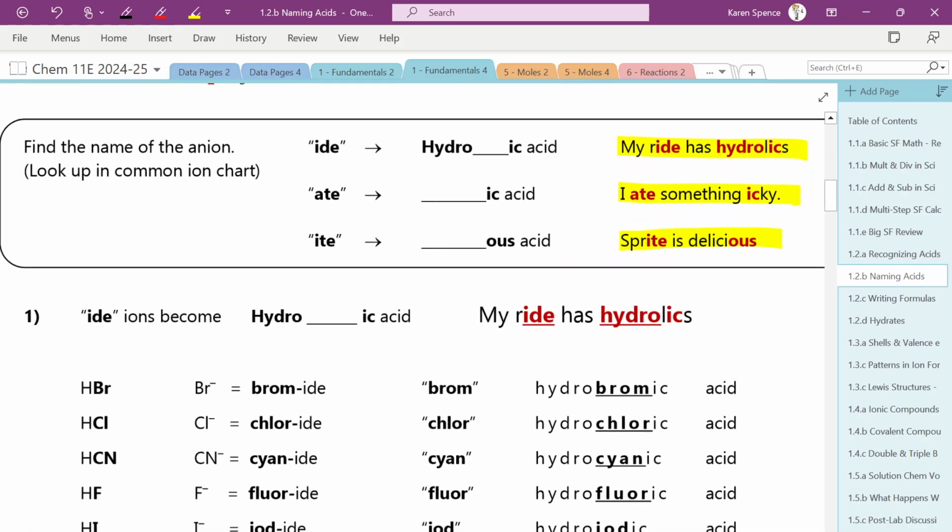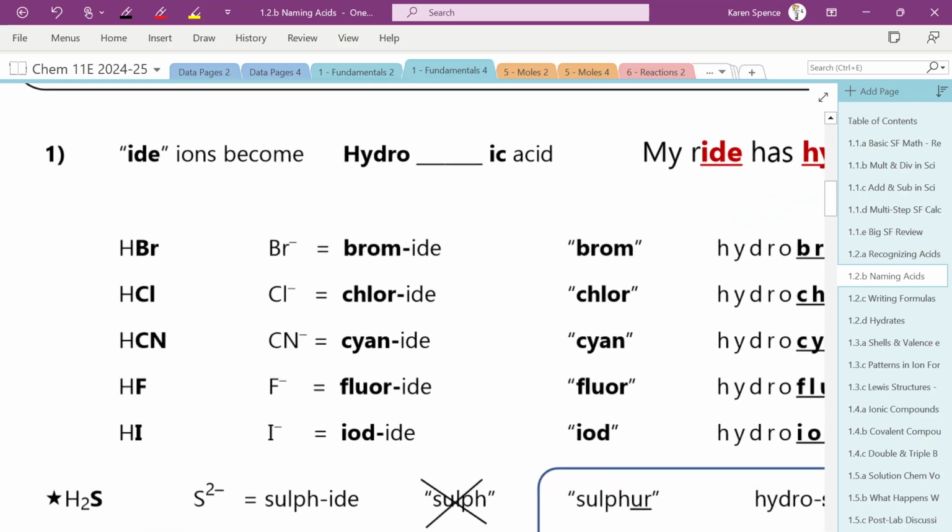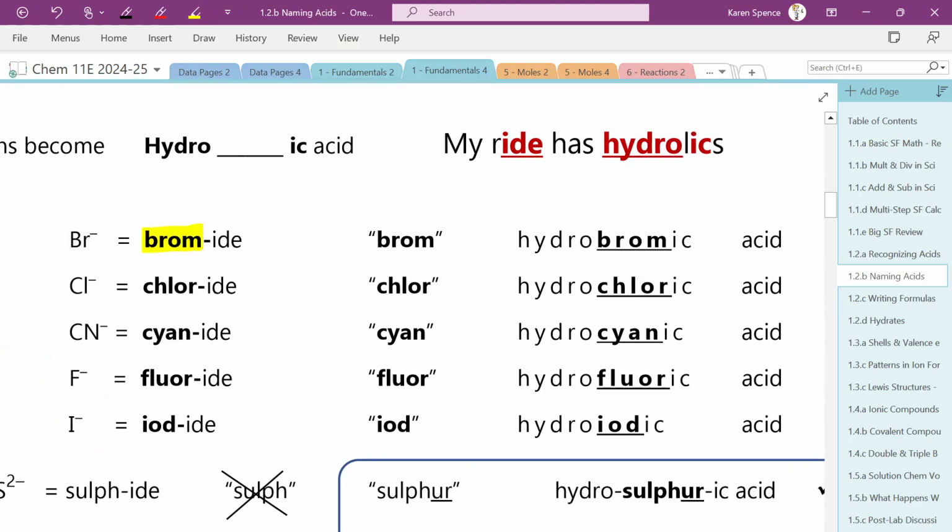All right, so if you have an ide ion, most of the ide ions are single elements: bromide, chloride, fluoride, iodide. Yes, just one single element. However, we do also have cyanide, CN, which does not have any oxygen, so it does not have that ate or ite ending. And so the stem of this word is brom. So this is hydrobromic acid. So we put the hydro on the front and the ic at the end.